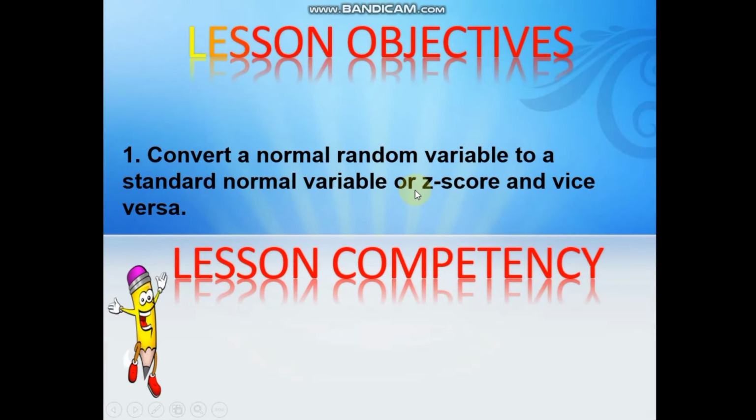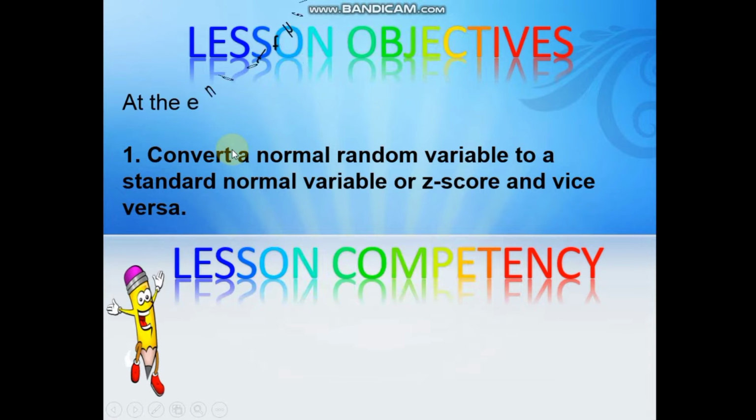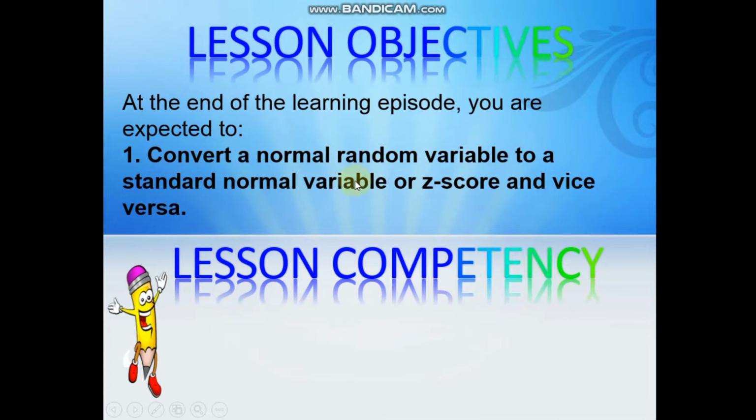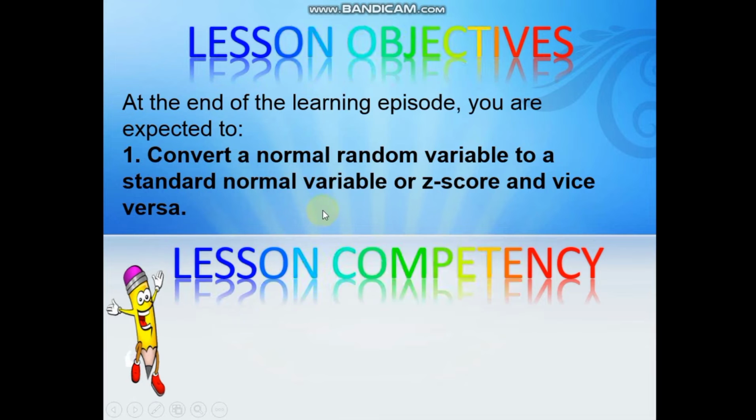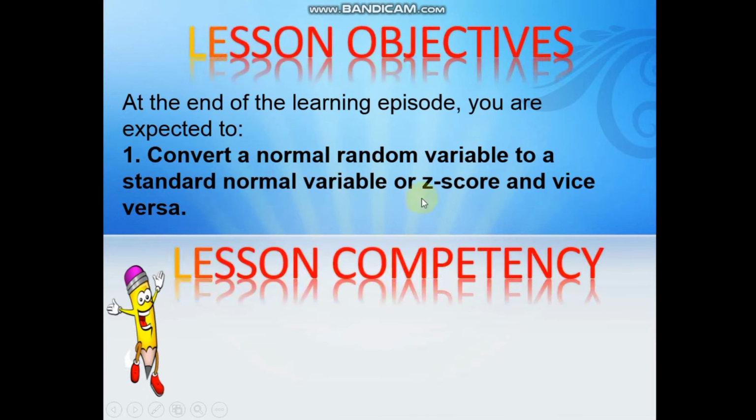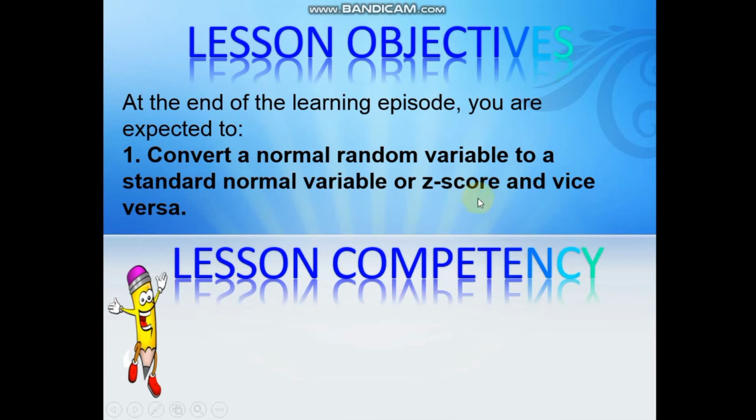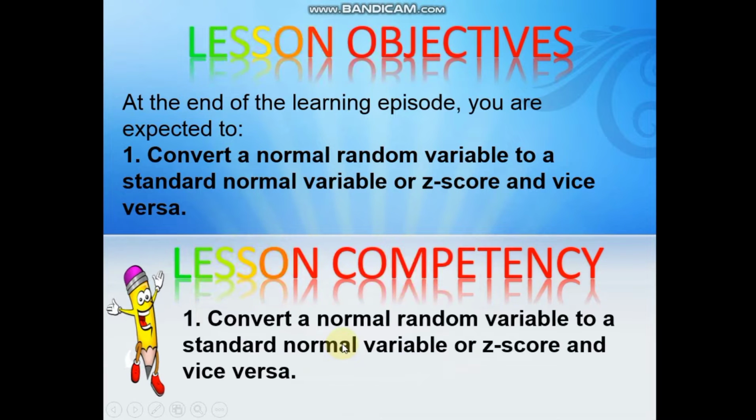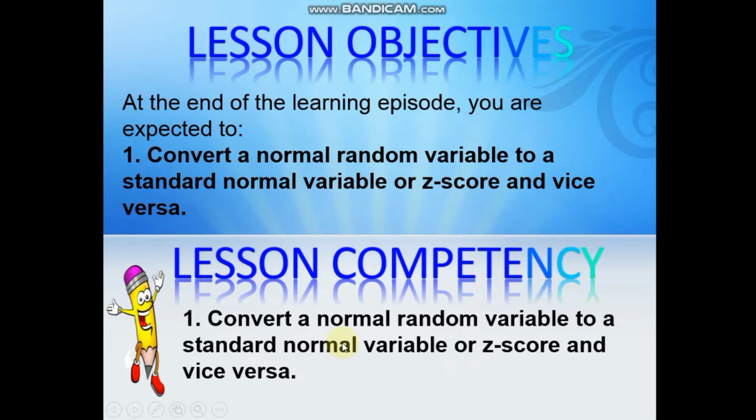So this is our lesson objective for today. At the end of this learning episode, you are expected to convert a normal random variable to a standard normal variable or the z-score, and vice versa. Same goes with our lesson competency.